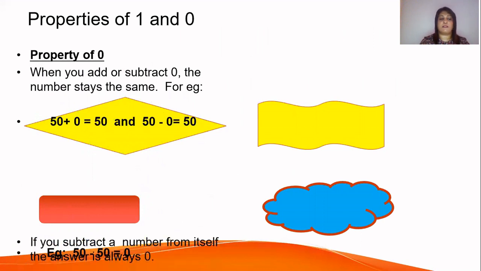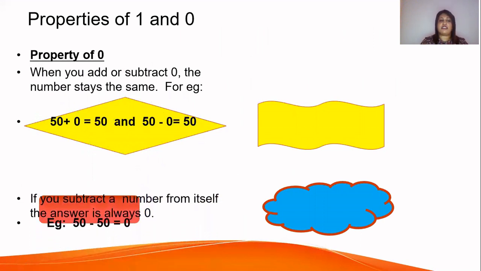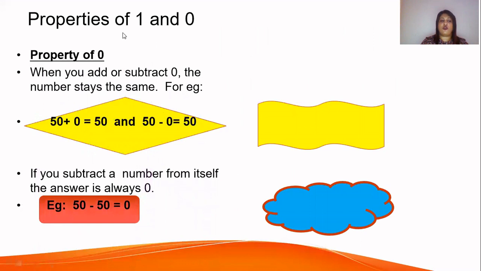Let's look at the next property. If you subtract a number from itself, the number is always 0. Say for example, 50 minus 50. So 50 is minusing itself. My answer will be 0 because whatever number you have in the front and you take away that whole number, you have nothing left. So the answer will always be 0. So if you subtract a number from itself, the number is always 0.